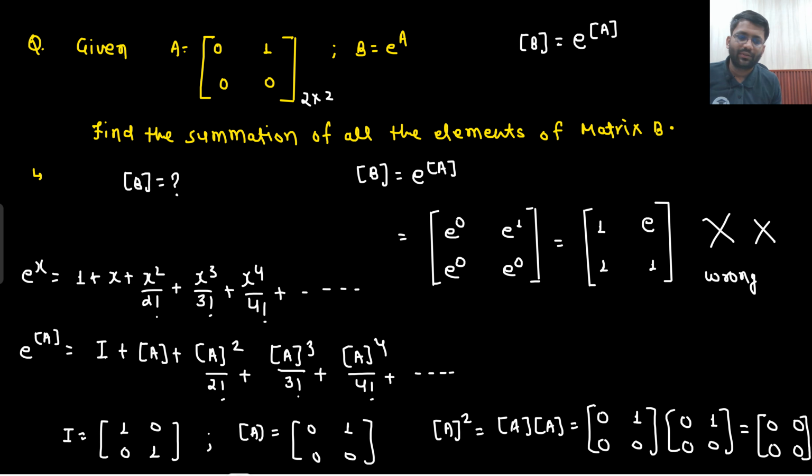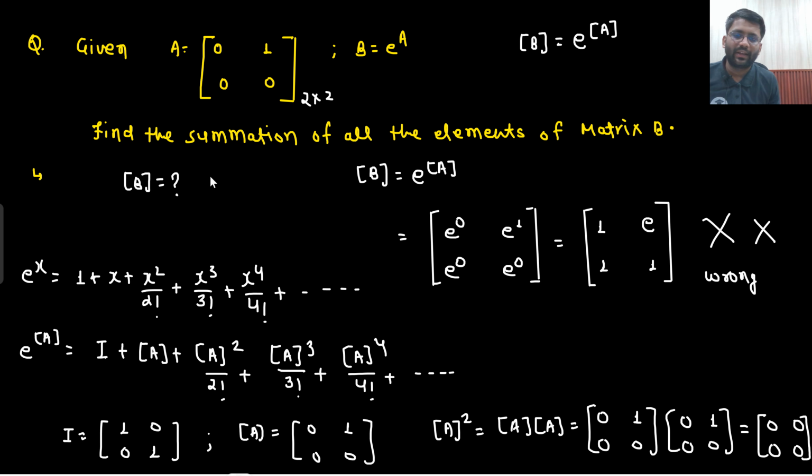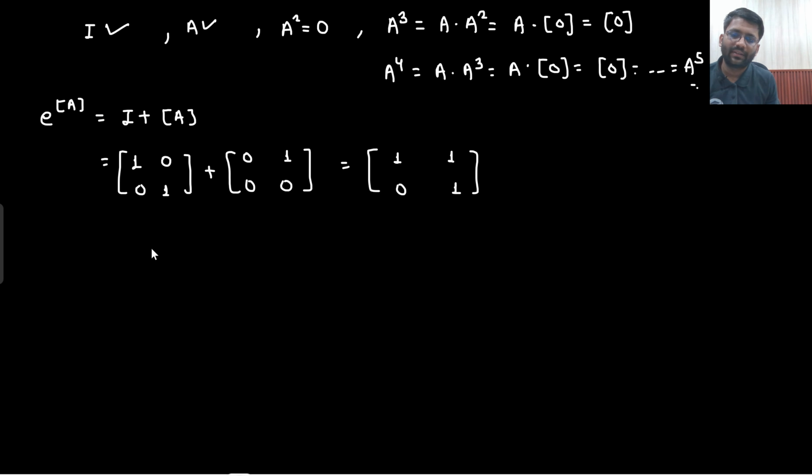Right? 0 1 0 0. So what is the addition we are getting? This is 1, this is 1, this is 0, and this is 1. There you go. So what is the addition of all the elements? What they are asking? Summation of all the elements.